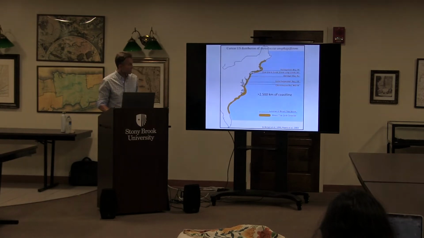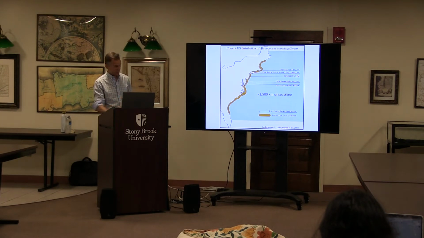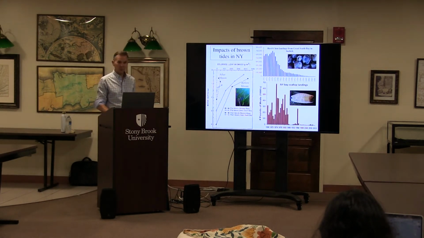Focusing on the species at hand here, we've seen the cell as far north as Maine, as far south as Florida, but as I sort of indicated already, the blooms have really been isolated to the northeast and mid-Atlantic zone, and they've been very destructive here in New York.